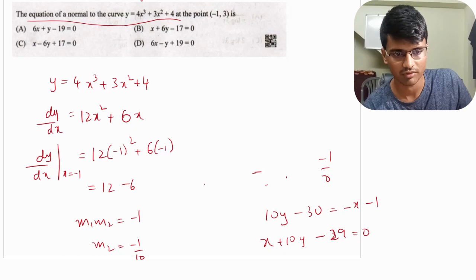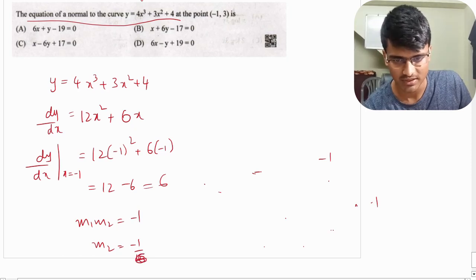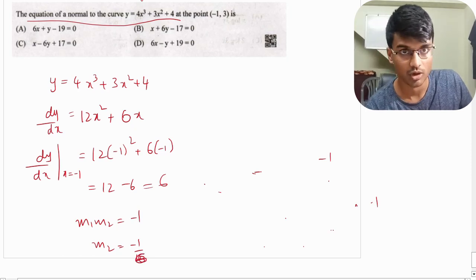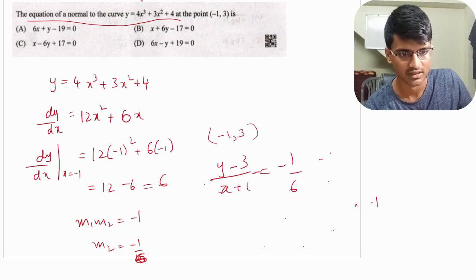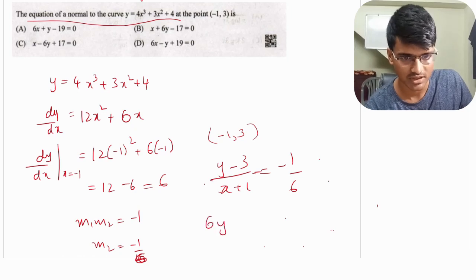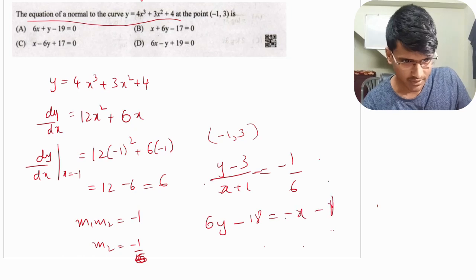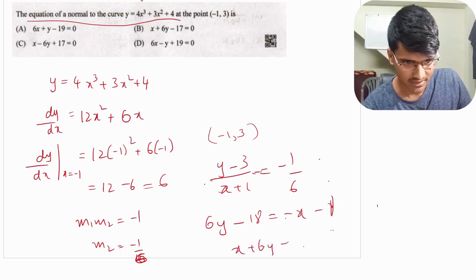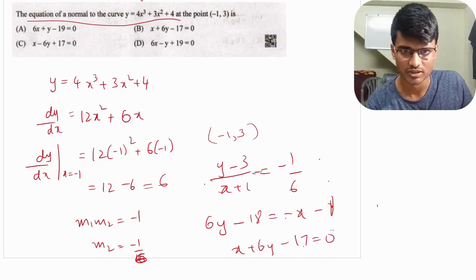So the slope we have got is wrong. The slope is 12 minus 6, which is 6. So the slope of the normal is minus 1 by 6. The point is minus 1 comma 3. So y minus 3 over x plus 1 is equal to minus 1 by 6. So this is 6y minus 18 equals minus x minus 1, so x plus 6y minus 17 is equal to 0.